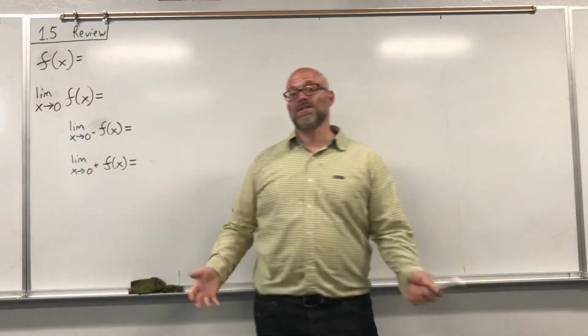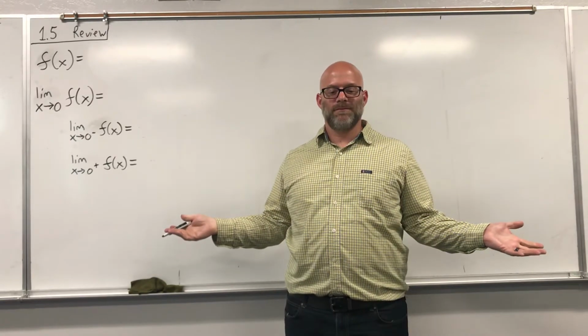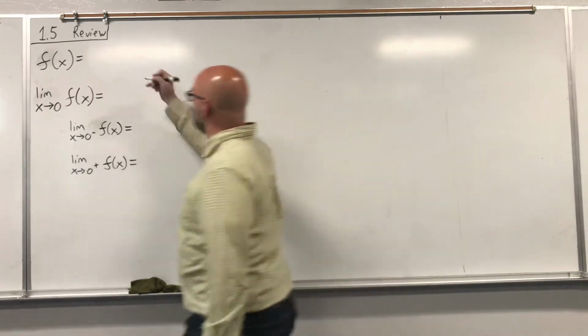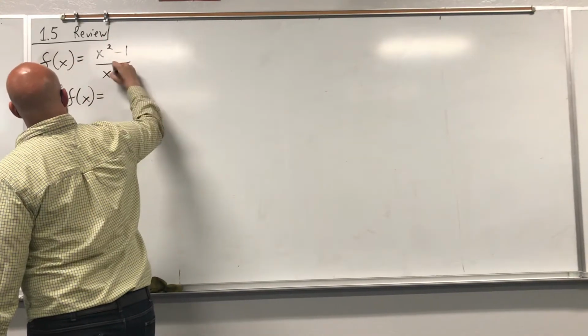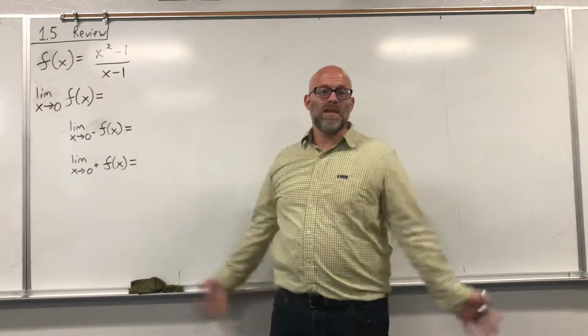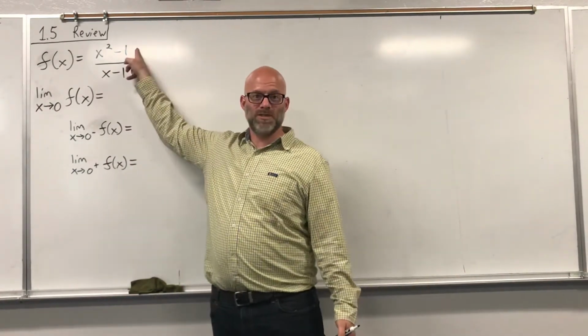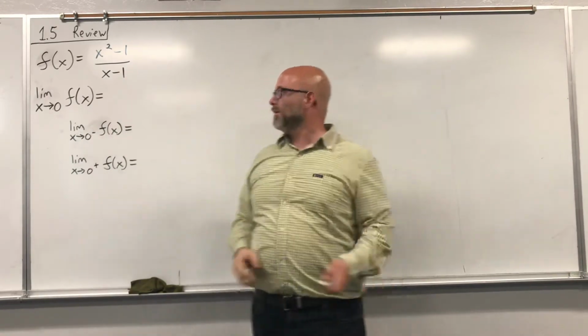All right, here's what we're going to do this time. We're going to choose a more advanced rational function. All right, clearly it's a rational function, a quotient of polynomials. X squared minus 1, polynomial degree 2. Denominator, polynomial of degree 1, linear.